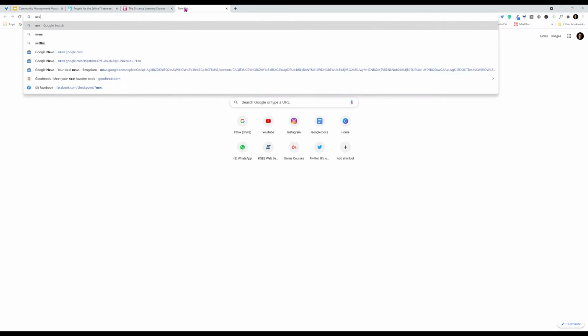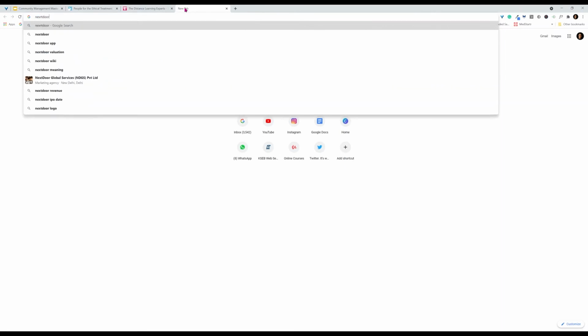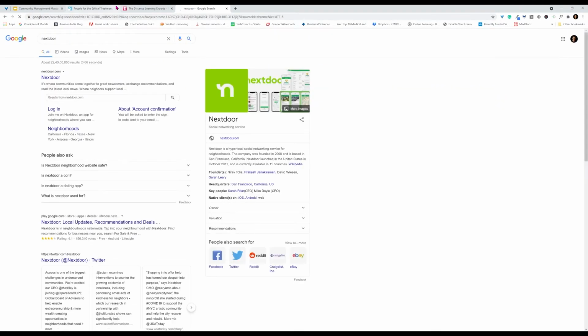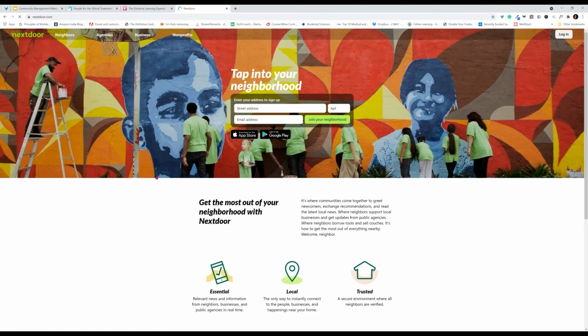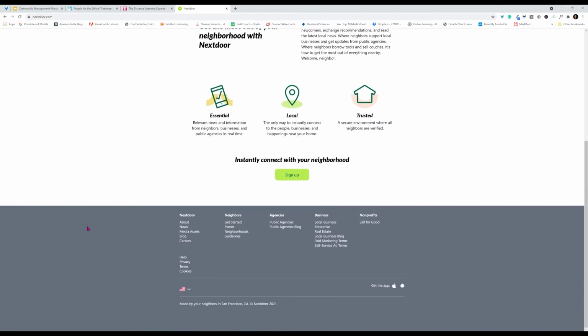Nextdoor, for example, is a community that comes together to greet newcomers, exchange recommendations, and read the latest local news, right? It's location. So if you have a particular location, you can type in your street address and you can be a part of the community in that area.